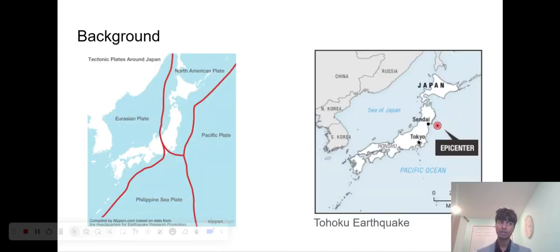Firstly, some background. Japan is one of the most tectonically active countries in the world, accounting for 10% of global earthquakes. This is because it sits on the border of 4 tectonic plates, as you can see on the map on your left: the Eurasian plate, the North American plate, the Pacific plate, and the Philippine Sea plate.